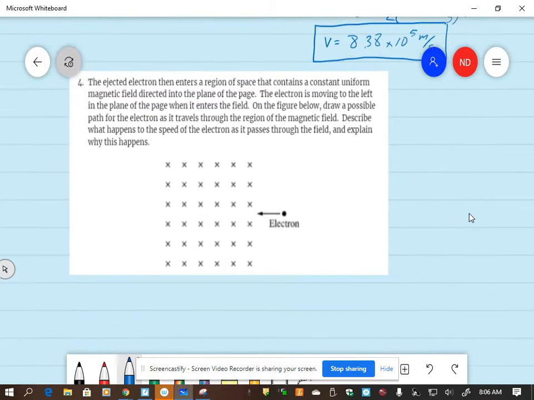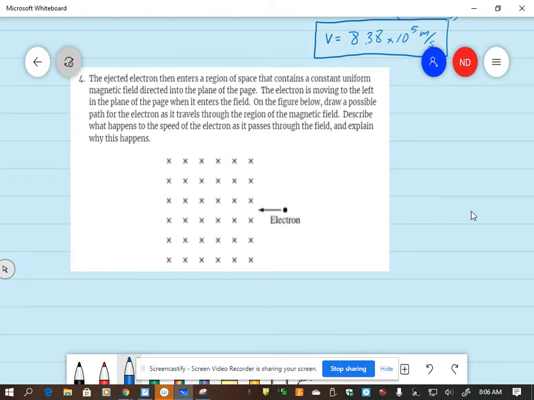Now, the fourth part of the problem. The ejected electron enters a region of space that contains a constant uniform magnetic field. The electron is moving to the left. Very important to recognize it's an electron, which means it is negative charged. So here, when we're doing magnetism, it enters a magnetic field. With negative charges, use your left hand rules. The B field is into the page.